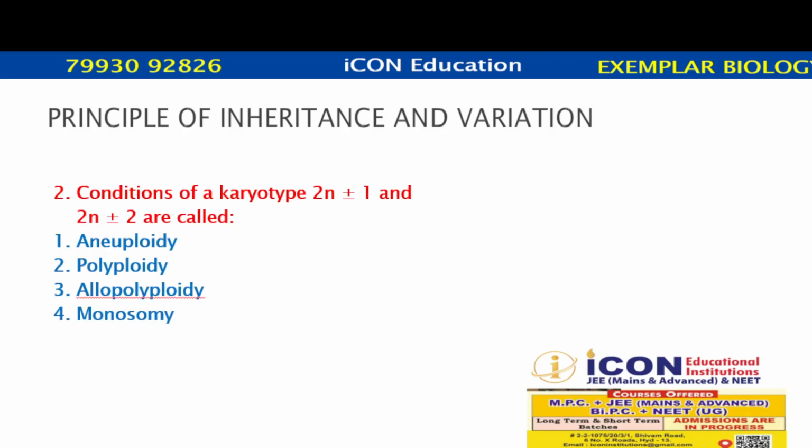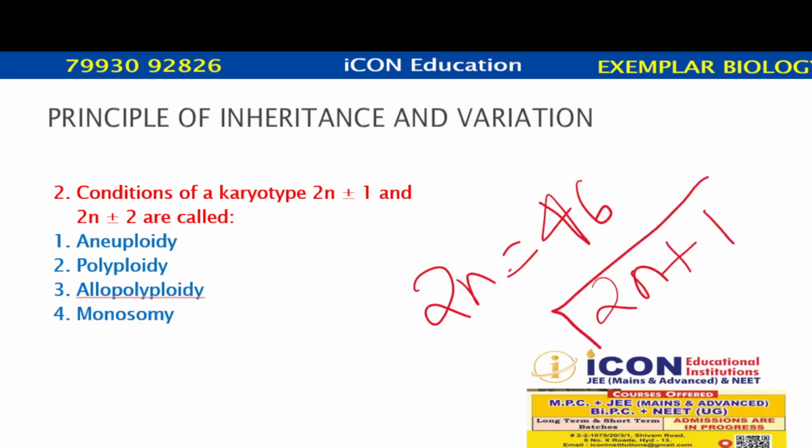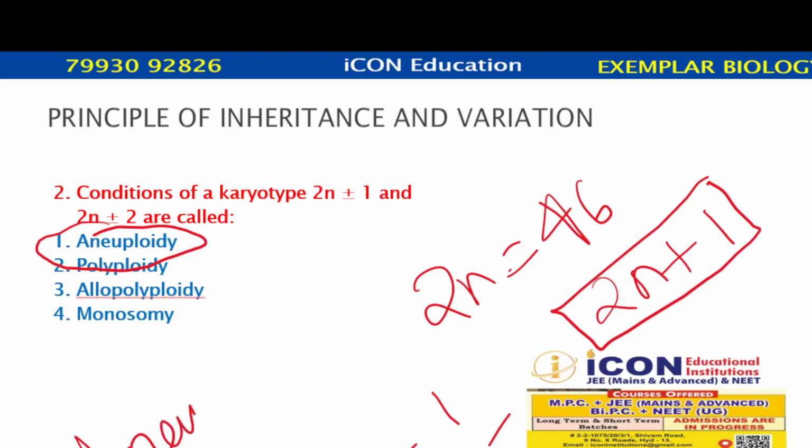Conditions of karyotype 2n plus 1 and 2n plus 2 are called as... 2n in human beings is 46 chromosomes. 2n plus 1 might be Klinefelter syndrome or Down syndrome, and 2n minus 1, that means 45 chromosomes, might be Turner syndrome. So what do you say for all this? Aneuploidy. We call that feature Aneuploidy. So what is the answer for this? 2n minus 1 or 2n plus 1 is said to be Aneuploidy. Okay, moving on.